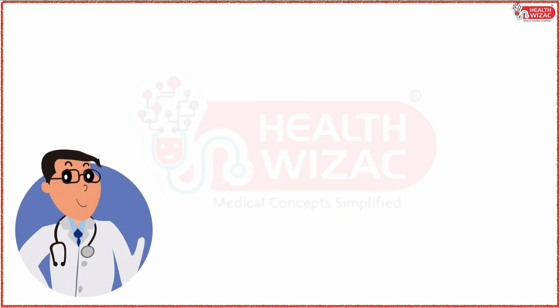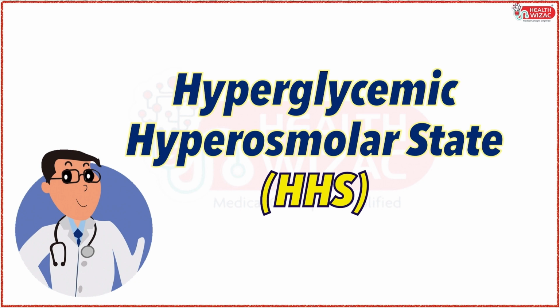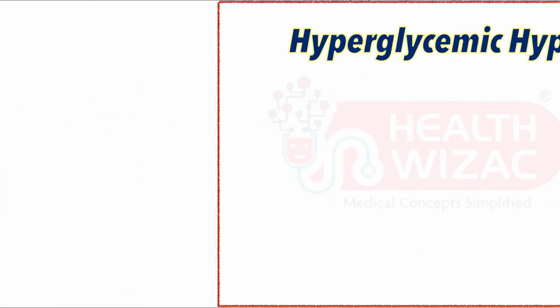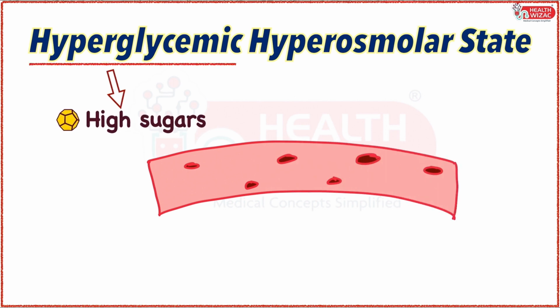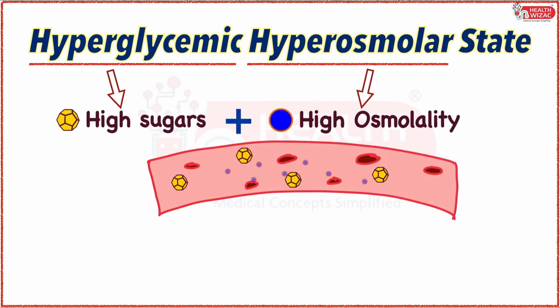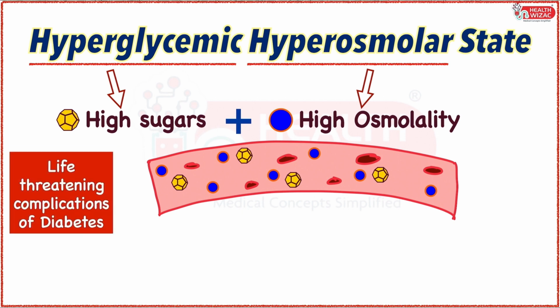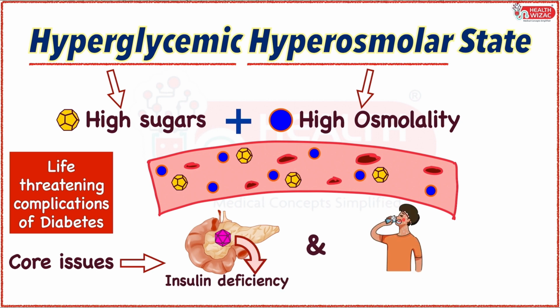In this video, we will learn about HHS, that is hyperglycemic hyperosmolar state. HHS, as the name suggests, is a clinical condition diagnosed with the presence of high sugars and high osmolality and is one of the life-threatening complications of type 2 diabetes. The core issue responsible for HHS is insulin deficiency in diabetics along with inadequate fluid intake.